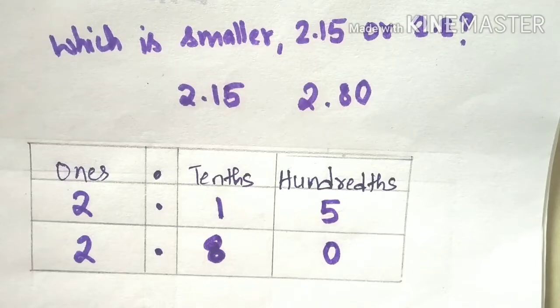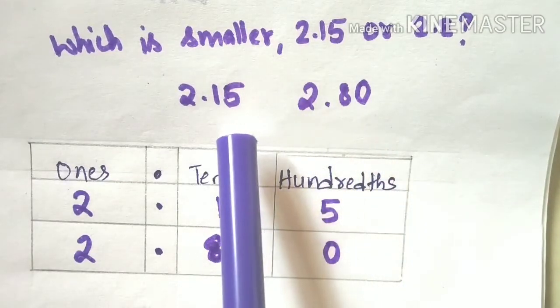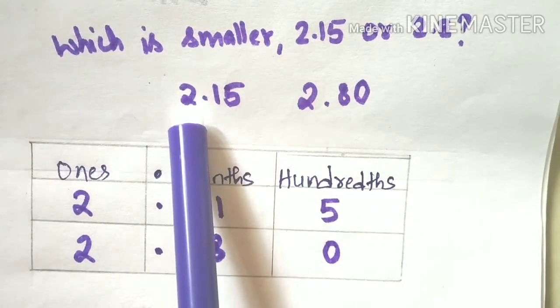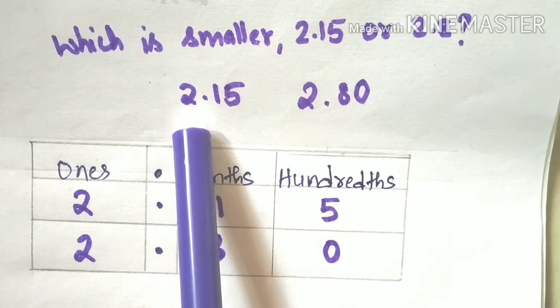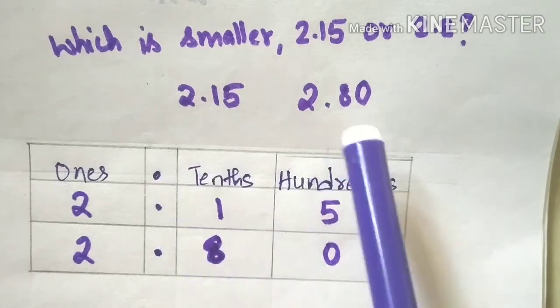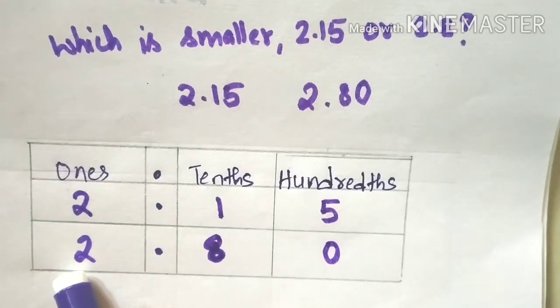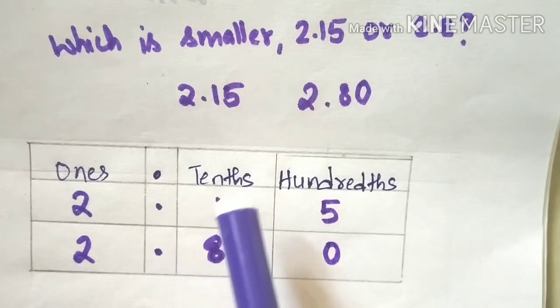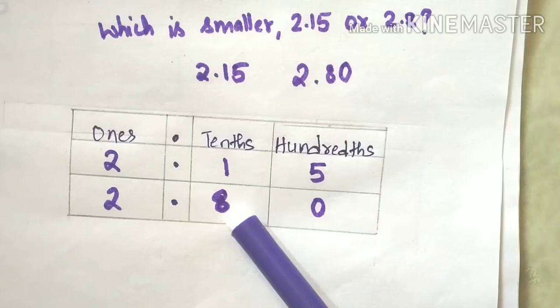Now students, what is the greatest place value in the two numbers? The greatest place value in the two numbers is ones. So first we will compare the ones place in both the numbers. Students, in both the numbers, the digit in the ones place is the same. So what we will do is, we will compare the next place, that is the tenths place. Students, here 1 is smaller than 8.